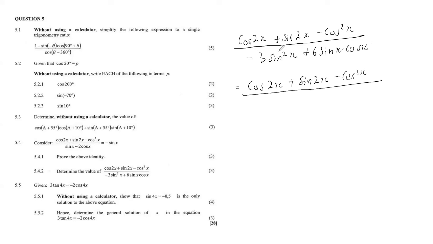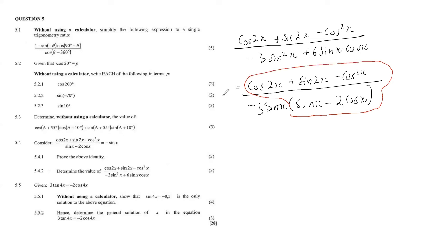And then if we factor out the common factors here, we have negative 3 sine x. And then here we'll be left with the sine x minus 2 cos x, right? So look at this. Remember from the previous question, we determined that this whole expression that we are seeing here is equal to negative sine x, right? This whole expression is the same as this expression here. So it is equal to negative sine x.